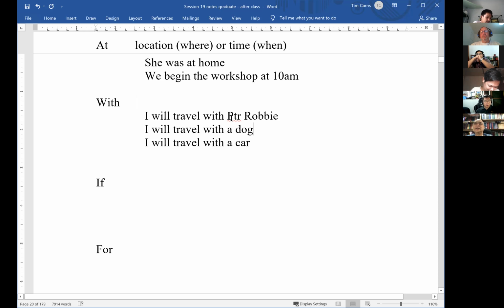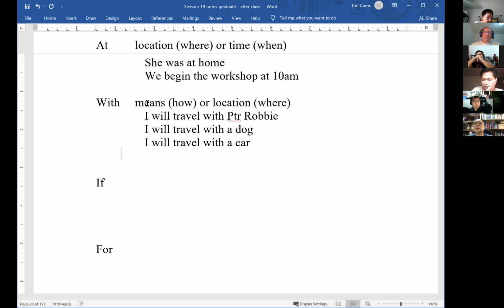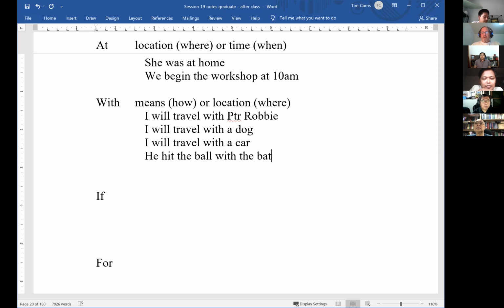Yeah, these are all nouns that I've got here. So it's connecting the noun to something, and my question is, how is it connecting it? I was hoping this last example would be a little more clear. "With" is a tough one, but it often answers the question how something's done, or location. Another example: he hit the ball with the bat. That's probably a clear example of how. All right, "with" is a little tougher.